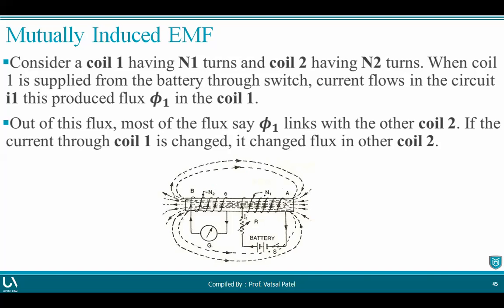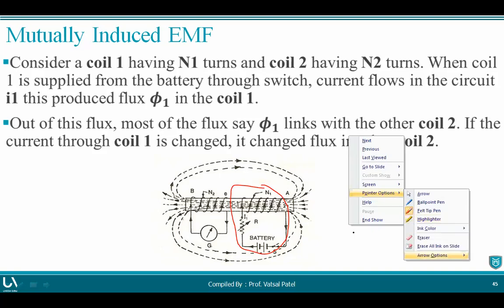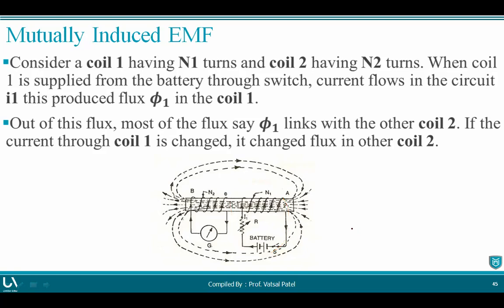Coil 1 is supplied from the battery source using the switch, and you also have a variable resistance here. When the current flows in circuit 1 as I1, this will produce the flux phi 1 in coil 1. It is talking about this part. Over here there is a switch. So when I start to flow the current inside coil 1, it produces the flux phi 1 in coil 1, which has N1 turns.